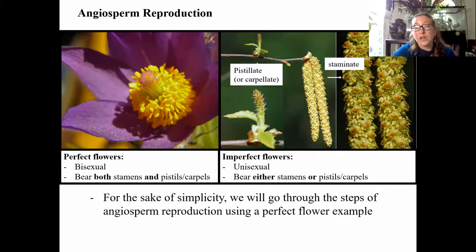So we're going to start angiosperm reproduction day. We're probably not going to finish it. That's all right. We'll catch up next time. But for the sake of simplicity, we're going to go through the steps using an example of a perfect flower, okay? Because it's just easier to discuss the steps of reproduction using a perfect flower example.